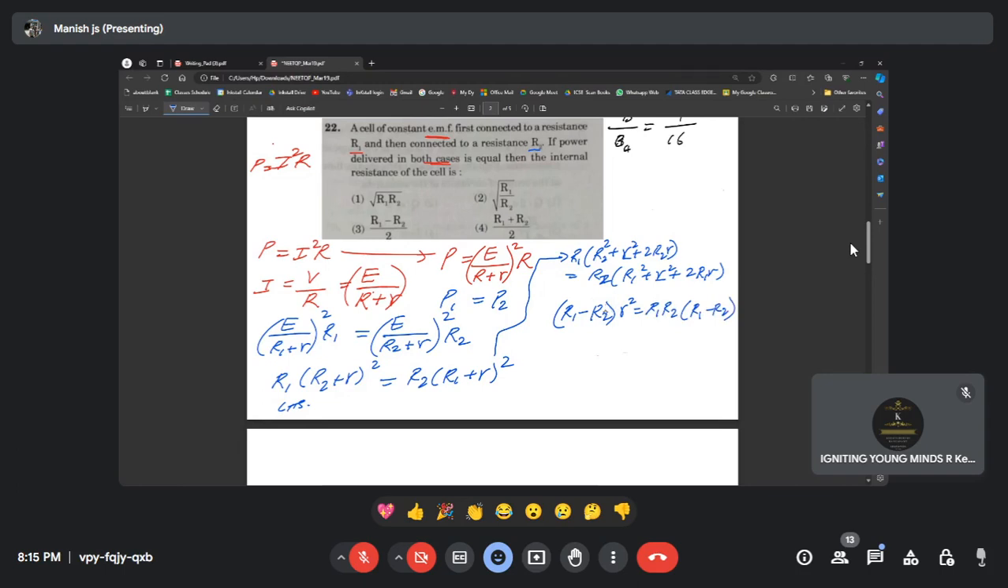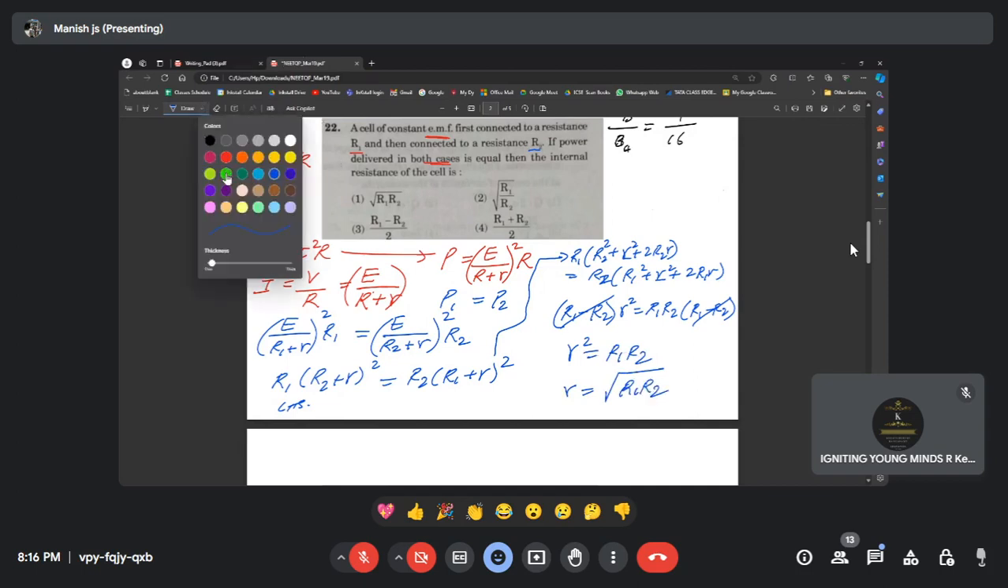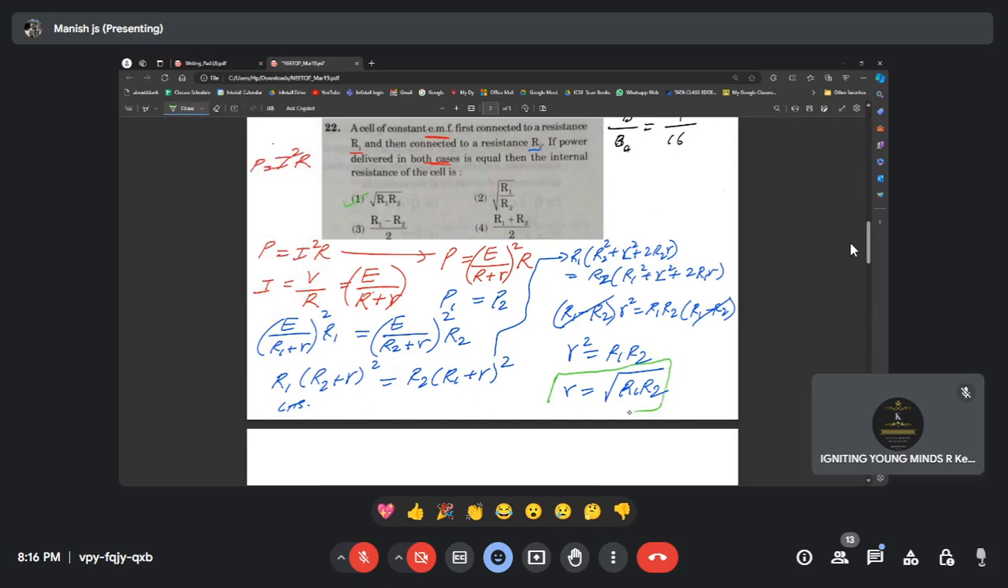You can see on both the sides of the equation, R1 minus R2 is common, so I'm cancelling it off. So you can write r squared equals R1 R2. So what is small r? It is under root R1 R2, and that's your answer. So that answer is option 1. Is it clear, children? So this is how you will solve this question.